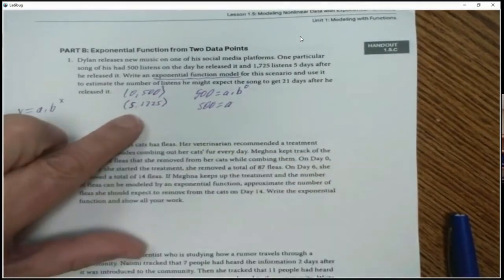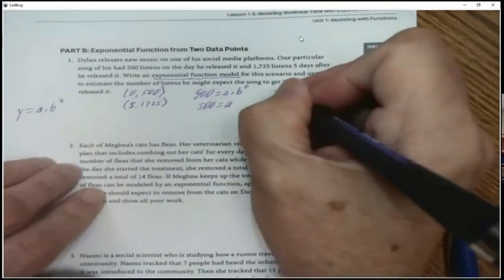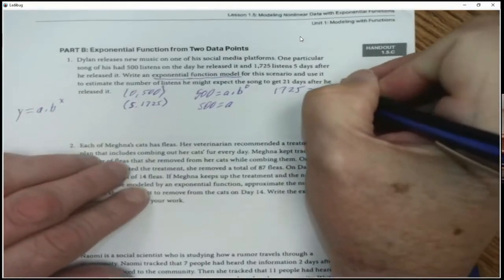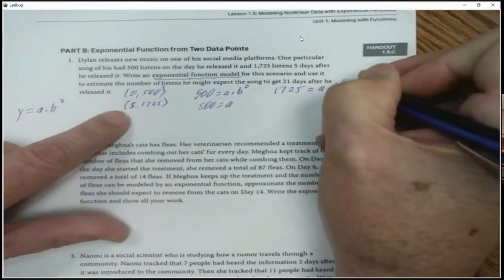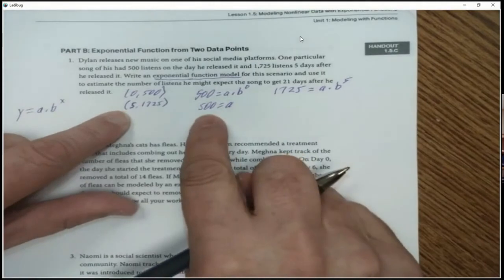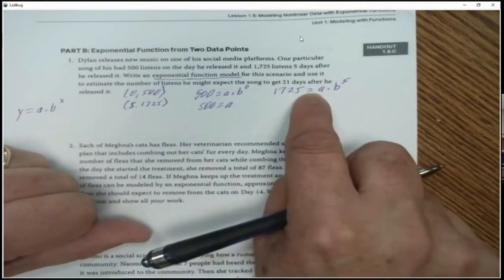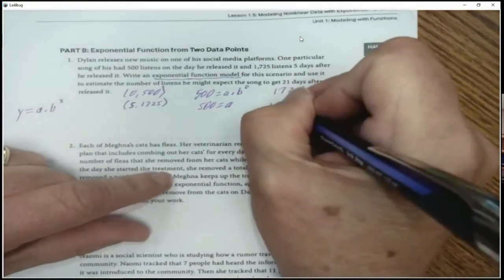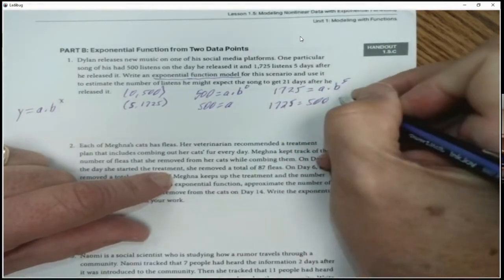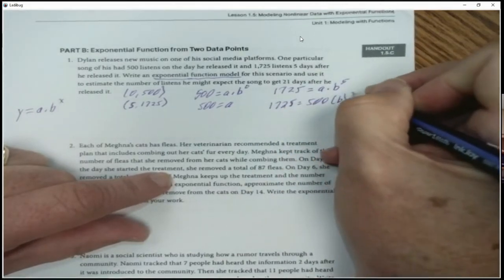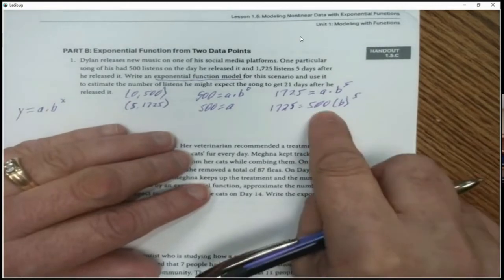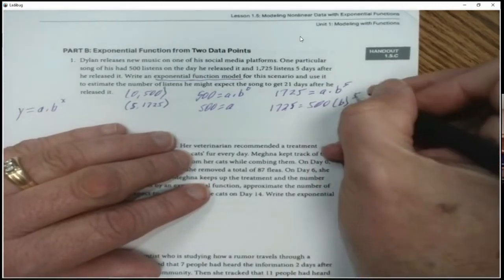But let's look at day 5. The y on day 5 is 1725, equals a times b to the x, the 5th. All right. Well, we know that the a is 500, so we can substitute that in here. 1725 equals 500 times some rate to the 5th power, b to the 5th power, whatever rate that is to the 5th power. So we need to solve this for b. We need to figure out what it is.